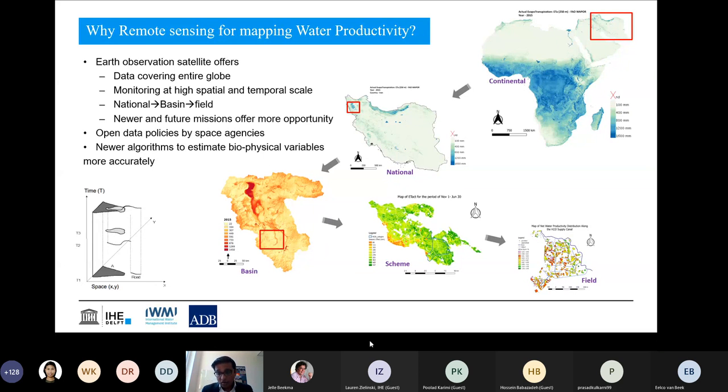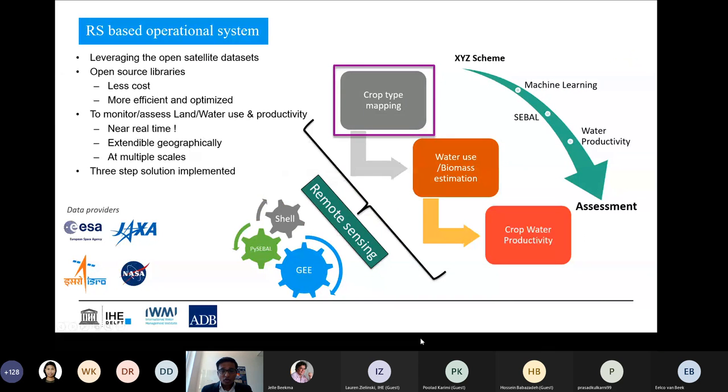This picture actually depicts the very advantage of using Earth observation data and remote sensing techniques to monitor different agriculture and water-related variables, including evapotranspiration, biomass, and water productivity. The small figure on the left-hand side shows the idea of remote sensing. We have a feature in space, and with remote sensing and Earth observation data, which periodically capture the Earth, we can capture the changes over time, which is shown on the y-axis. So, a remote sensing based operational system.